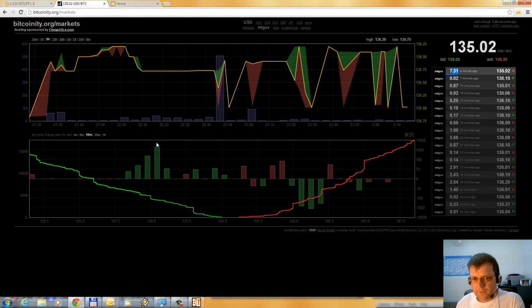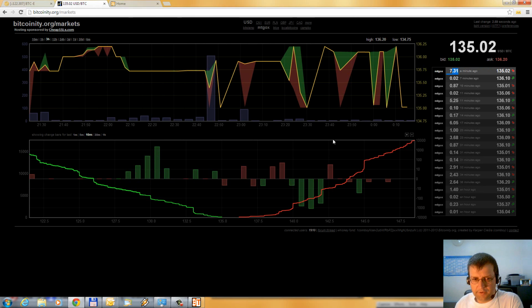Especially the long bars will influence the market considerably, because the long ones count much more than the short ones. Let us have a look at this one. This bar represents more than 1000 BTC, which is quite a lot. But that one is less than 10 BTC, which is not really much.